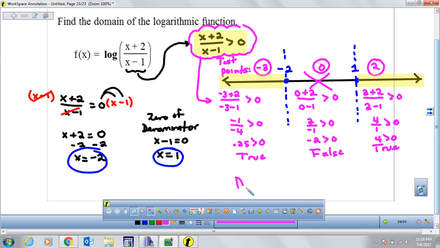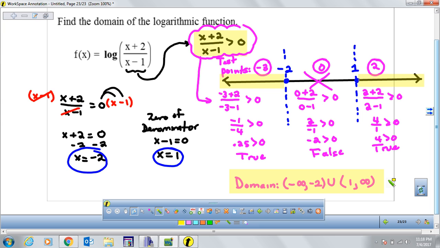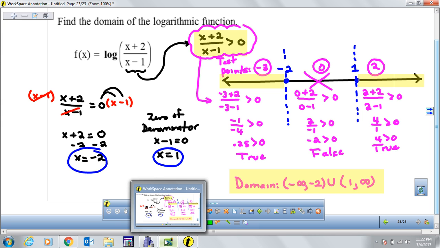So then we can write the domain of this function. The domain is any number from -infinity to -2 or any number from 1 to positive infinity. And this concludes section 4.2, which is logarithmic functions.